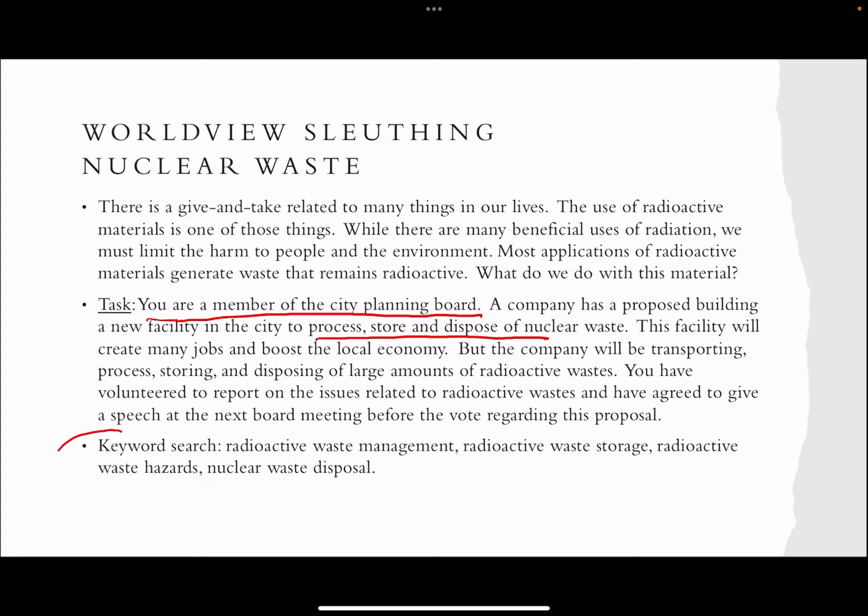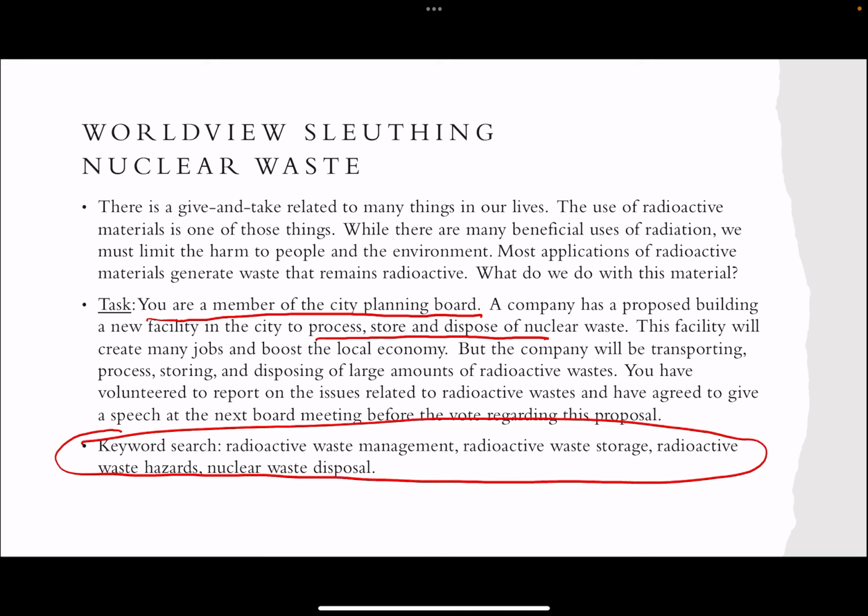So as you do a little bit of research, here are some keywords that you can look at. You'll want to talk about positive things, like it can create jobs and it can give us a lot of energy, but then you might want to talk about some negative things like hazards of radioactive material and disposing of radioactive waste. So your job is to present both pros and cons. You don't particularly have to take a side, okay? In fact, I'm asking that you don't take a side.